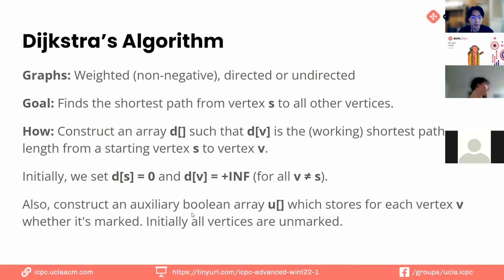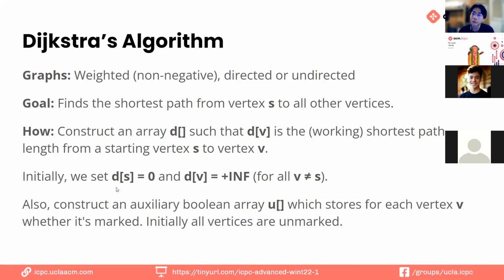So for this algorithm, we initially set the distance to the source itself as 0, and then the distance to all other vertices as infinity. Because right now, all we know is that obviously from the starting location, you can get to itself with 0 cost or 0 distance. However, we don't know how to get to all the other vertices, so we're just going to set it to infinity. It's impossible right now.